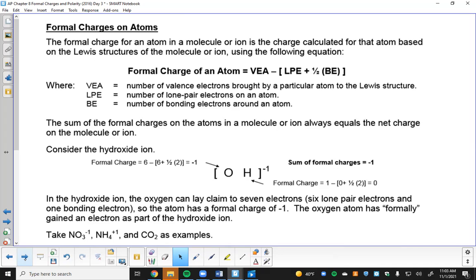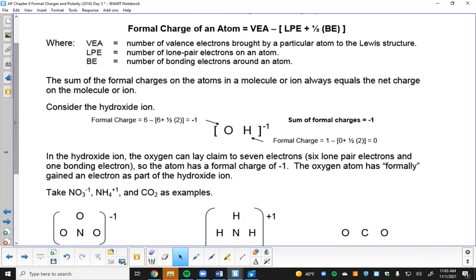The formal charge of the atom is going to be the valence electrons that the atom brings into it, based on what column number it's in on the periodic table, minus the sum of the lone pair electrons in the Lewis structure on that atom, plus 1/2 of the bonding electrons on that atom in the Lewis structure. And that will give us a number. It's usually a small number. You can do all this just with mental math. You don't need a calculator for it.